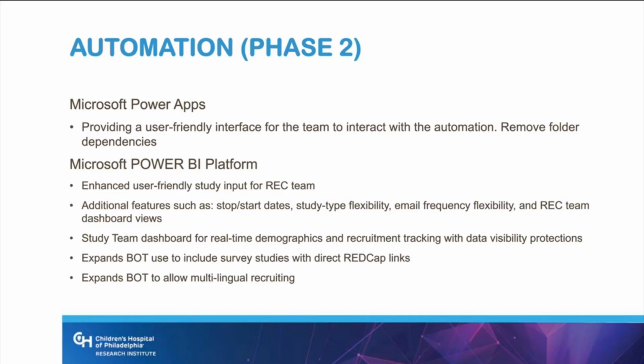So again, it's user friendly. Some of the additional features were stop-start dates. So in phase one, we could automate things to send like every Monday, for example, but phase two allowed us more precision. So we could start a study, for example, on May 15th. We could upload it, get all the data done, and then the bot would automatically run it when it hit the start date. We also increased study type flexibility. So it allowed us to have different templates with different logos and different pre-populated areas based on the type of emails that we were sending.